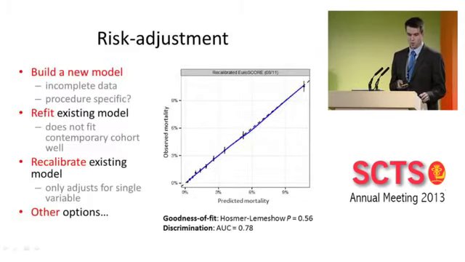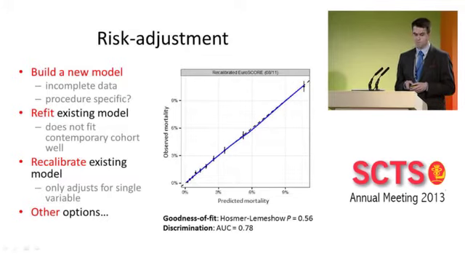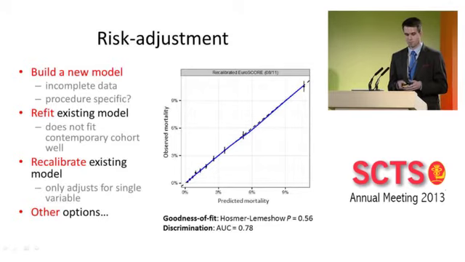So there are a number of options we have. We could build a new model. The issue then is that there's going to be missing data for variables that we haven't informed the hospitals that they need to collect. Do we do procedure-specific models like the STS? These are all questions that we would need more time to address.